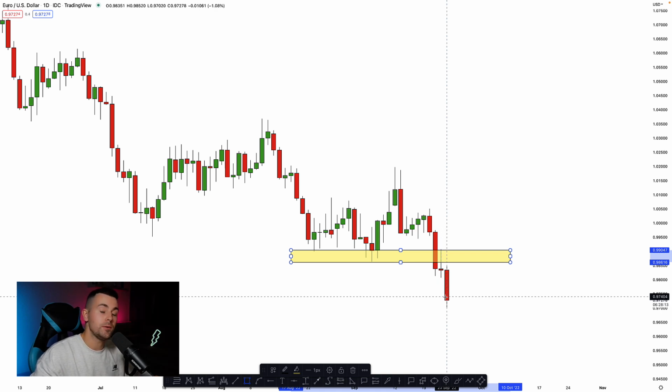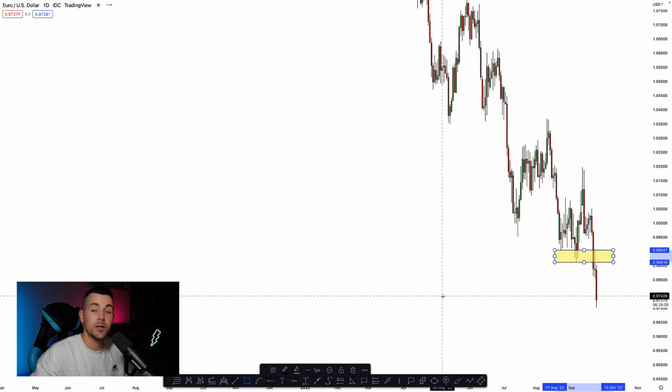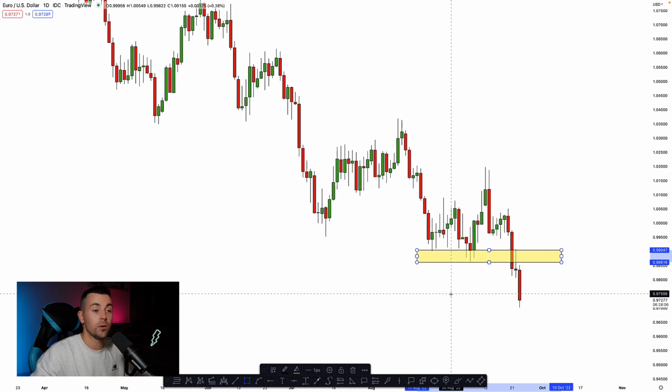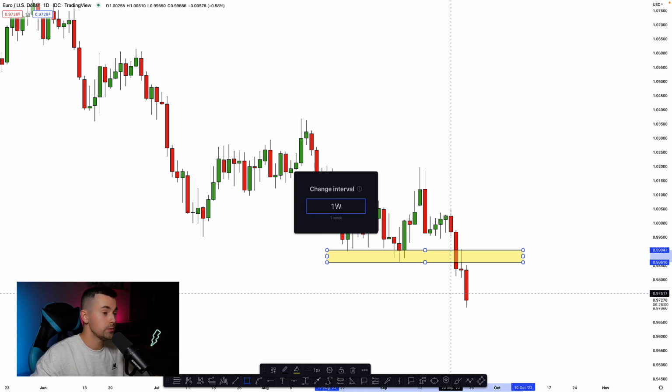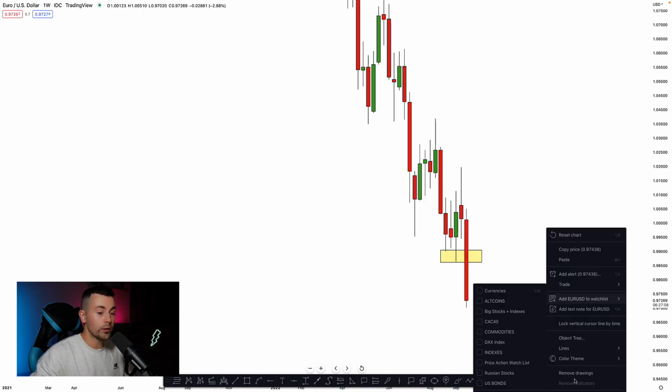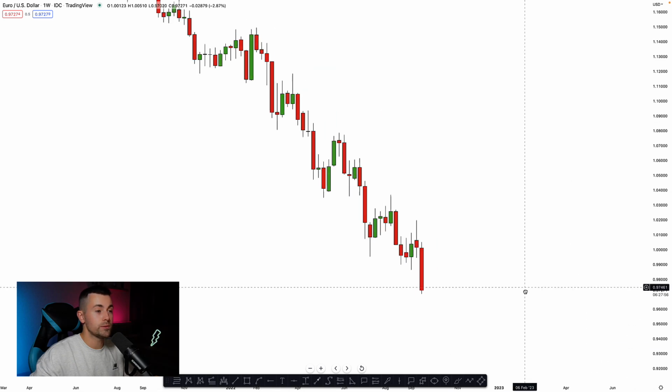Now the question is, where is the next support? Because looking left on a daily, we see no structures. So we will apply higher time frames and we will check where are the next historical levels. Let's open a weekly. Opening a weekly time frame, traders, what do we see on a weekly?